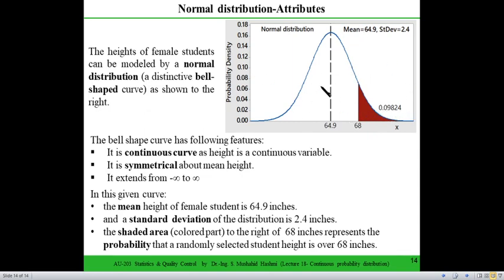That represents this area. I can easily calculate it: the whole area is 1 and this area is 9%, so 100 minus 9.824% would be this whole area. So the probability of any female having a height less than 68, once I know greater than 68, is 1 minus that, and I can easily calculate it. So this is where I stop today's lecture.